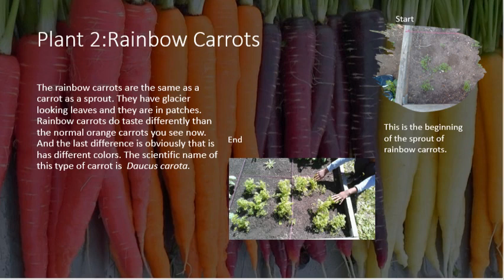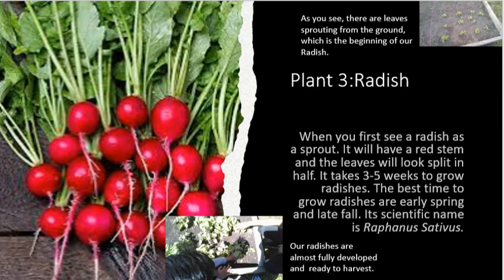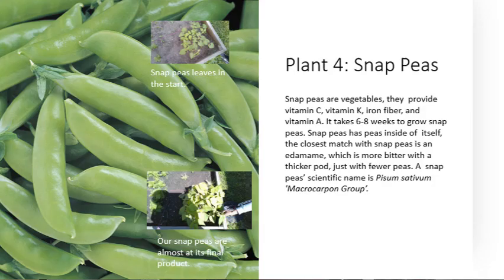End. This is the end of the carrots. Radishes will have a red stem and the leaves will look split in half. It will take 3 to 5 weeks to grow radishes. The best time to grow radishes is early spring and late fall. Its scientific name is Raphanus sativus, and these are the results of our radish garden. They provide vitamin C, vitamin K, iron, fiber, and vitamin A.